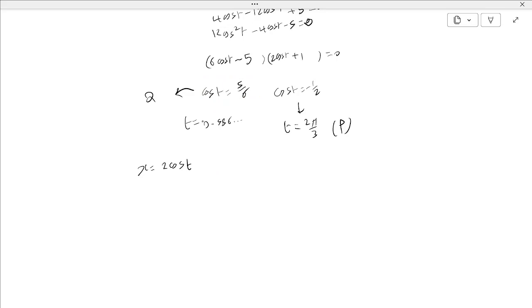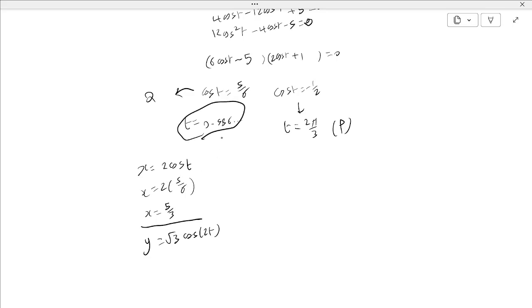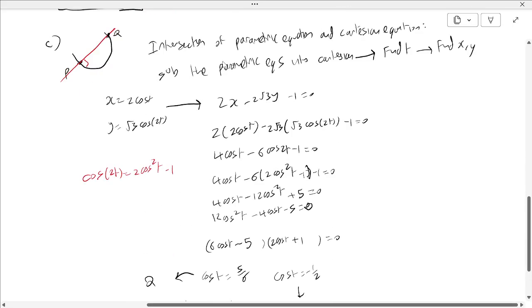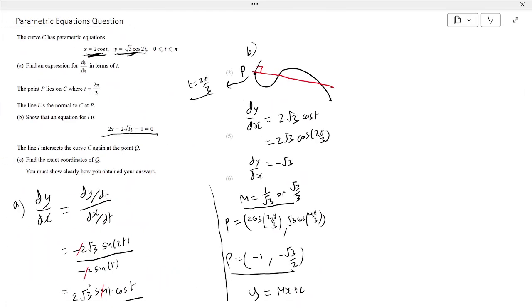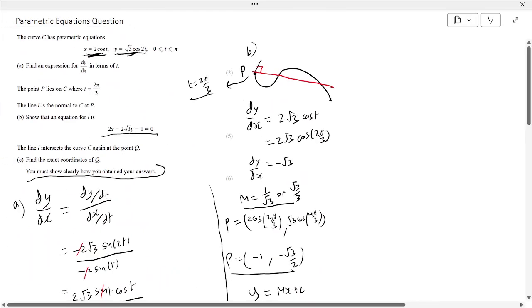So x is 2 times cos t. That's going to be 2 times 5 over 6, which is 5 over 3. Now y, similar thing here: y was root 3 cos 2t. What you don't want to do is substitute, even if you use the exact value from your calculator. Even if you store the answer or use the answer key and sub in, your calculator may give you the exact solution, but you've not fully shown your working. The question says you must show clearly how you obtained your answers.